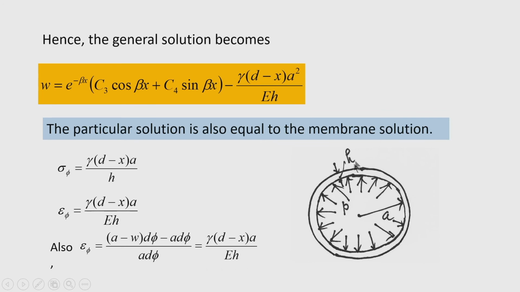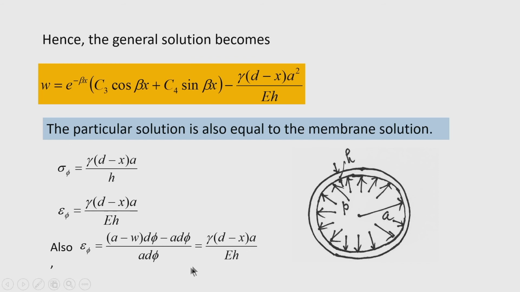The length of the part of the circumference of the shell, which subtends an angle d phi at the center, is a d phi, and this length is changed due to radial deformation. So, the changed length of this element is (a minus w) into d phi along the circumference, and the original length was a d phi. If I take the ratio ((a minus w) d phi minus a d phi) divided by a d phi, this will yield the hoop strain. So, hoop strain is obtained as gamma into (d minus x) into a divided by E h.